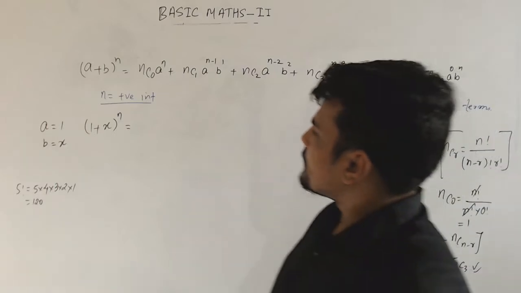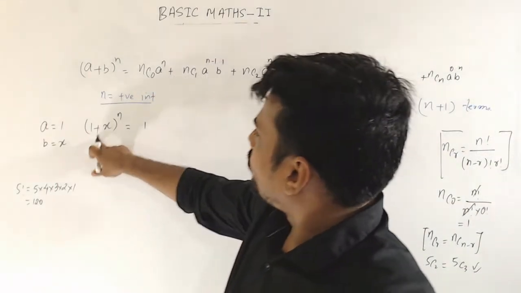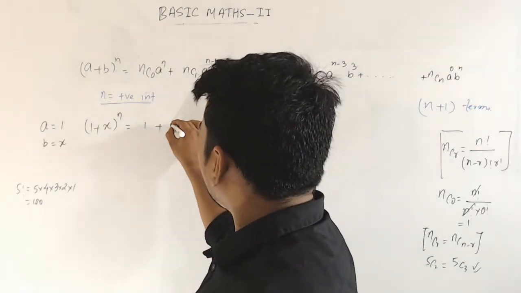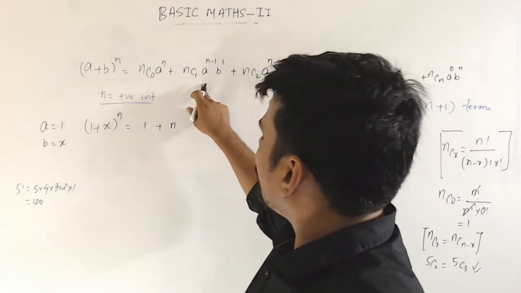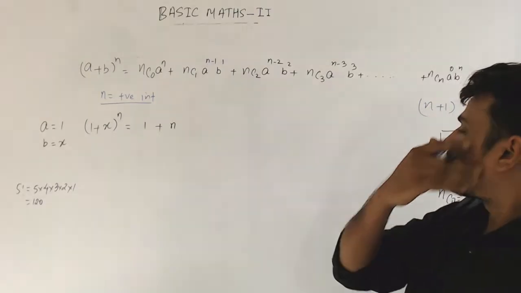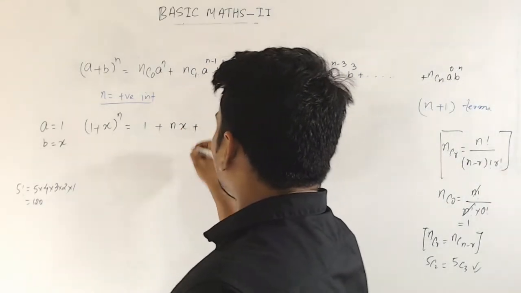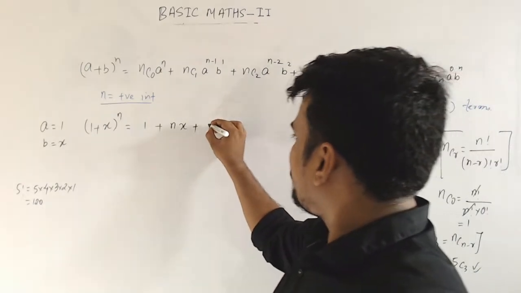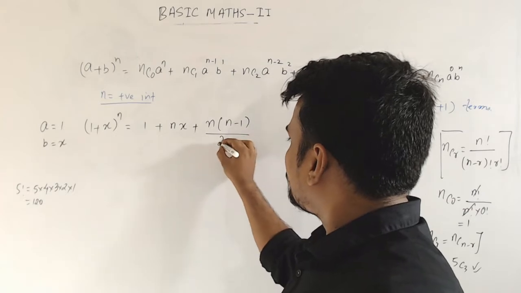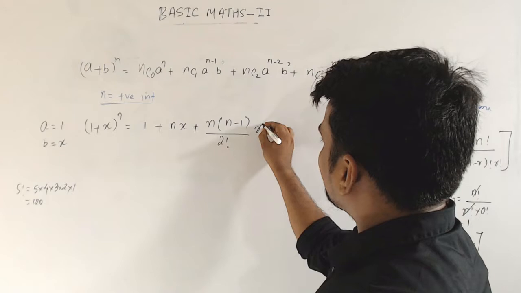Now let us use this over here. nC0 is 1, and 1 to the power of 1 is 1 itself. nC1 is going to be n. A being 1, 1 raised to the power of anything makes no difference. B is x, x to the power of 1, so it's going to be x. Plus nC2: if you solve it, you get n times (n minus 1), and we'll have 2 factorial in the denominator, and here we have x squared.